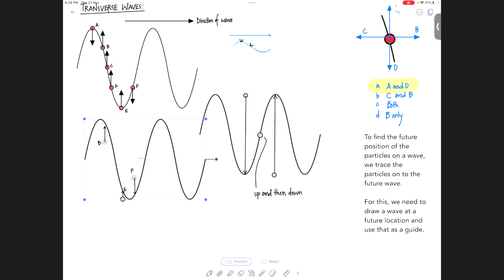So what happens to the wave is that it translates forward as the future location. So you need to find out where the particle is moving as the wave moves forward. You basically draw the future version and see what your particle needs to do to be on this future version. And that's how you get your answer.